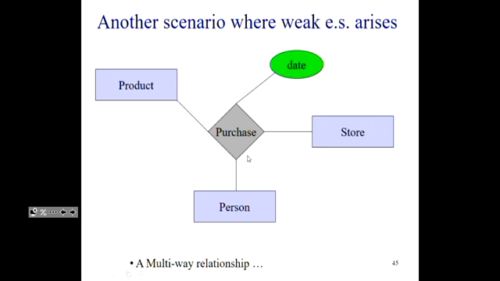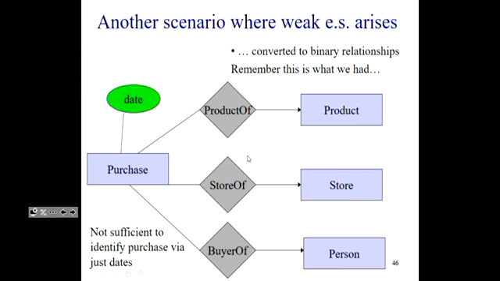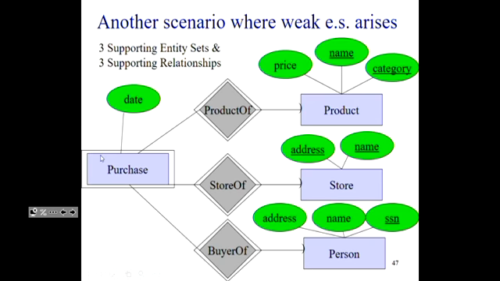And we saw this example of where weak entity sets naturally arise. This is where I'm converting a multi-way relationship into a collection of two-way relationships. So here, purchase ends up being a weak entity set. It has a bunch of supporting entity sets: product, store, and person, and there are supporting relationships. So there's a product of relationship, store of, and buyer of. And so if you look at a purchase entity, it borrows its attributes from each of these supporting entity sets. So it borrows name and category, address and name, and SSN. These form the key for the purchase entities. Is this clear? Any questions about this? So this is what we covered last time.